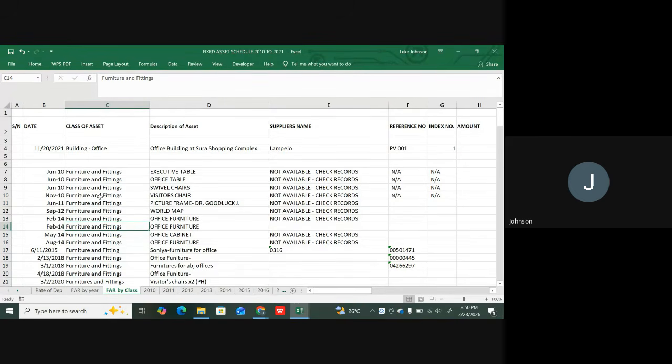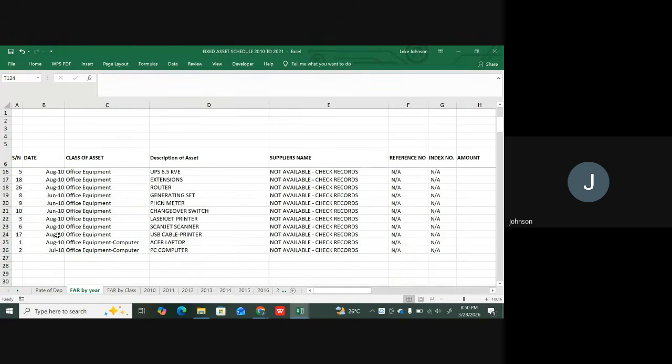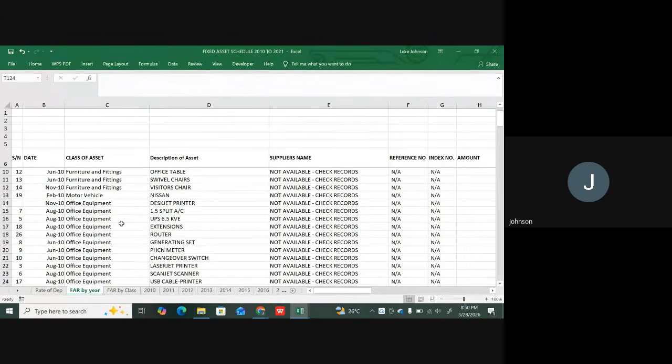So the other one, we're only showing the list of assets that were purchased in 2010. And I think this actually makes depreciation easy to achieve.